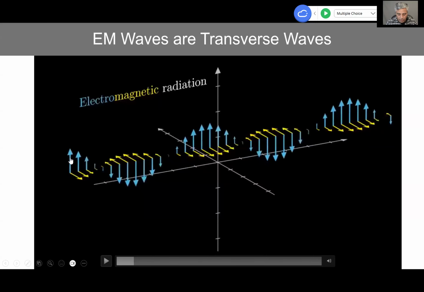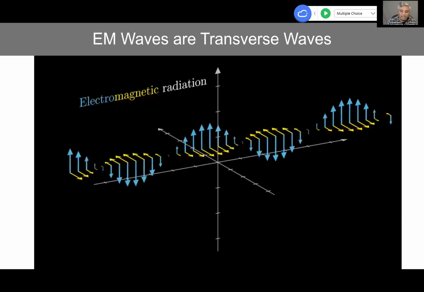So if you follow the blue arrows, it has one sinusoidal wave. And then now there are yellow arrows. See, that has its own pattern. So in this animation, what's happening? These blues are oscillating up and down, but the yellows are oscillating sideways.